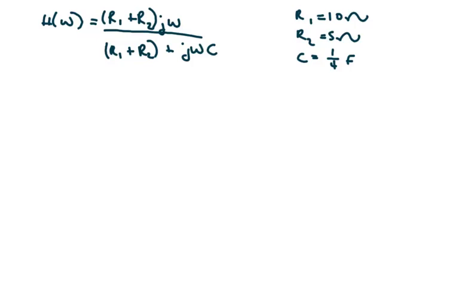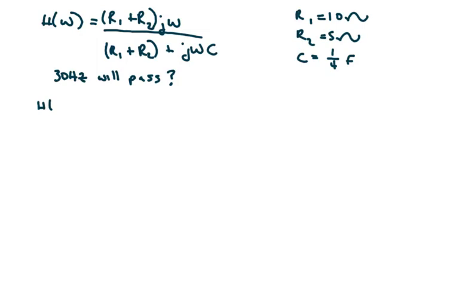So for this problem, we are given a transfer function, and we are asked if a 30 hertz signal will pass. Okay, so the first thing that we need to do is to find the magnitude of the transfer function.